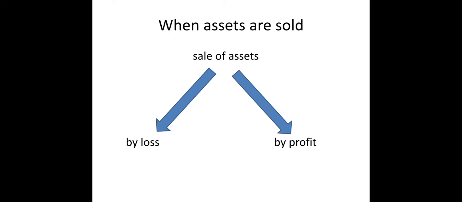If there is a loss, it will be effect number 1, which means it will be debited, debit all losses. And if there is a profit, then it will be on effect number 2, it will be credited.